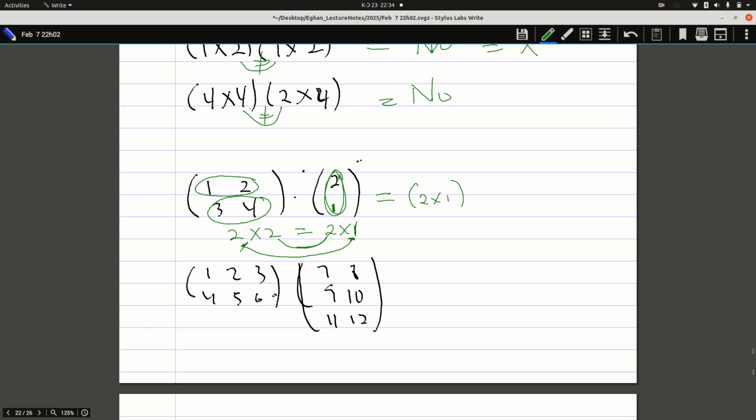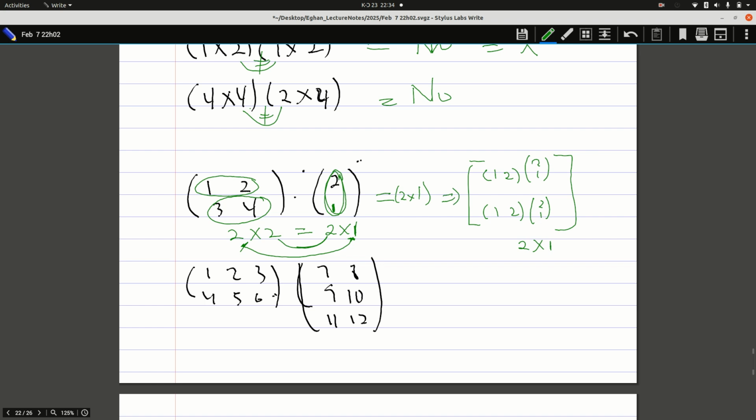I have 1 2 multiplying 2 1, and I have the same 1 2 multiplying the same 2 1. This should end up giving me 2 rows by 1 column. You can verify this. I know I'm supposed to get 2 by 1, and how I get it is this way, each row multiplying a column.